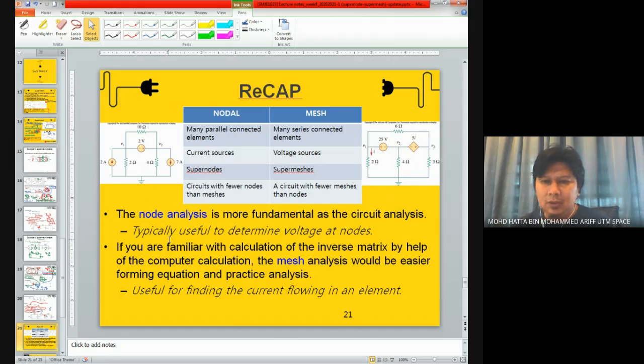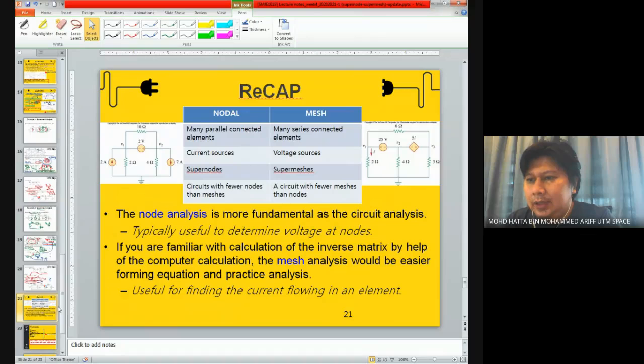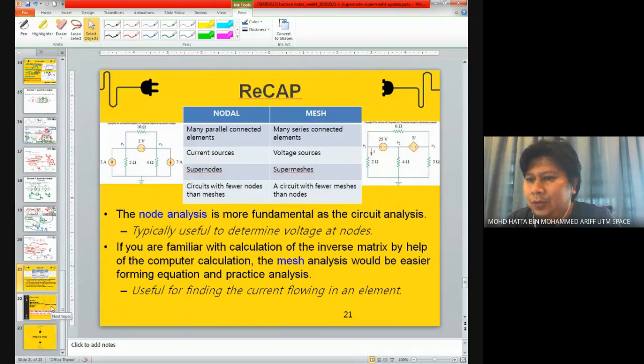So don't get too excited, because you might say, yeah, I can use any analysis, but the question says you need to apply node or mesh analysis to solve it. You can use your own preference to check your answer. Maybe if the question asks about node analysis, you can check your answer later using mesh analysis, to make sure your calculation or analysis is correct. Okay. I think that's all for today.